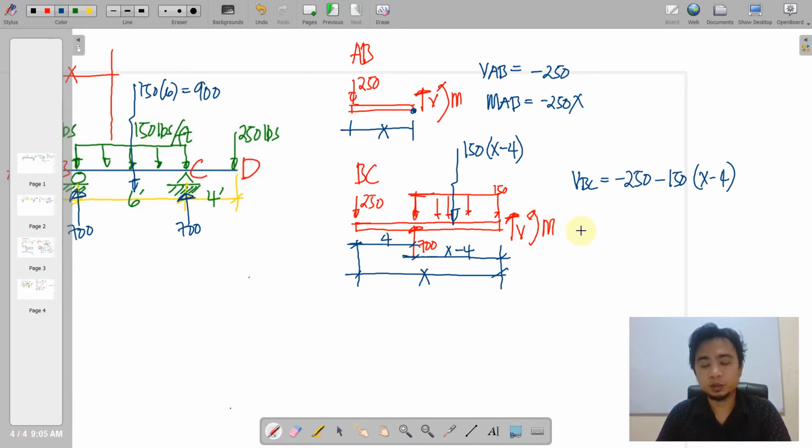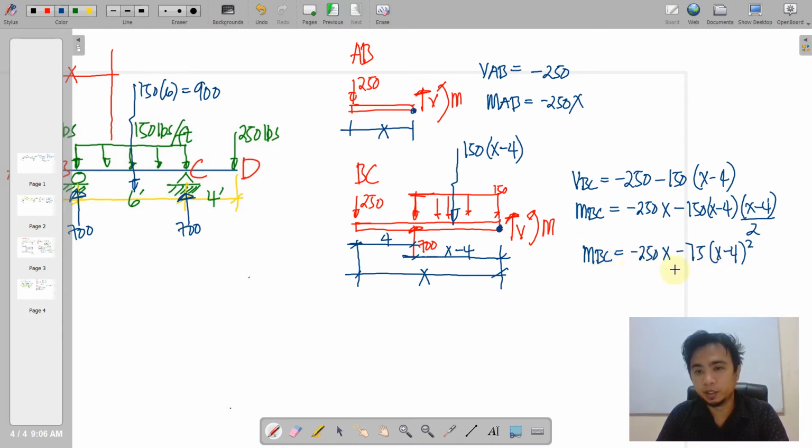We then proceed to the moment along BC. We have this one, negative 250x. We pin this and then apply this downward force, so that this is negative. And then here we have another force. This force will surely have its moment arm from this point, and the moment arm is half of x minus 4. So x minus 4 divided by 2. If we simplify this equation, we have this simplified equation.